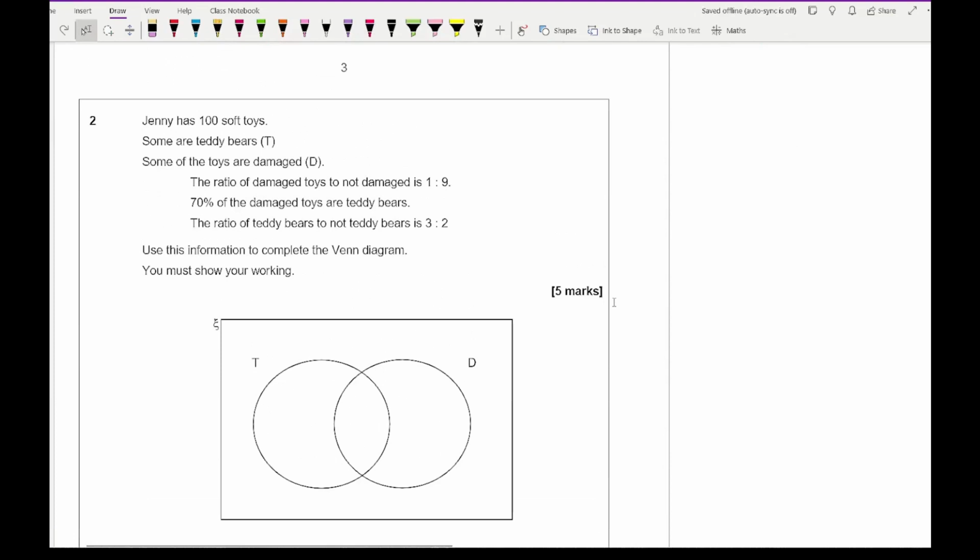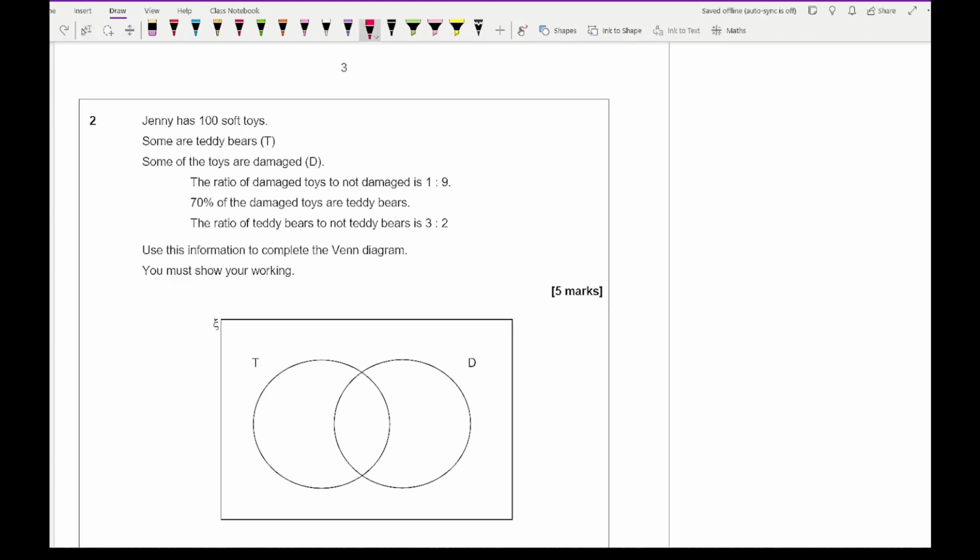Then moving on to question 2, it says that Jenny has 100 soft toys. There are teddy bears, which is represented by T, and some toys are damaged, which is D. The ratio of damaged toys to not damaged is 1:9. 70% of the damaged toys are teddy bears, and the ratio of teddy bears to not teddy bears is in the ratio of 3 to 2. And it says use this information to complete the Venn diagram.